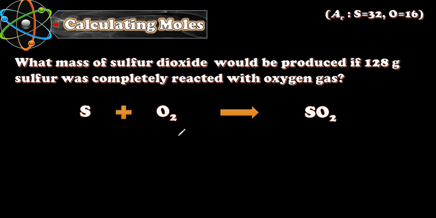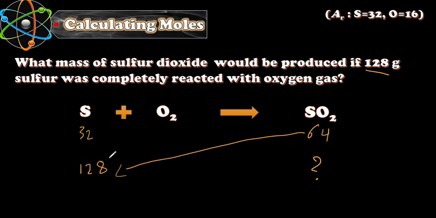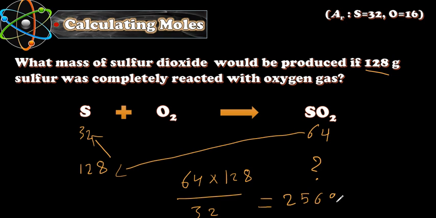We're going to find the answer using cross multiplication. So 1 mole of sulfur equals 32, and 1 mole of sulfur dioxide, as we calculated before, is 64. So 1 mole of sulfur gives you 1 mole of sulfur dioxide. But if you use 128 gram of sulfur, how much sulfur dioxide do you get? We're going to multiply 64 times 128, then divide over 32. So 64 times 128 over 32 gives you 256 gram, the same answer we got before, but in another way.